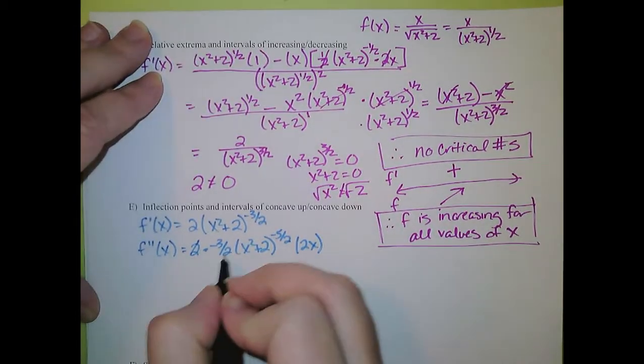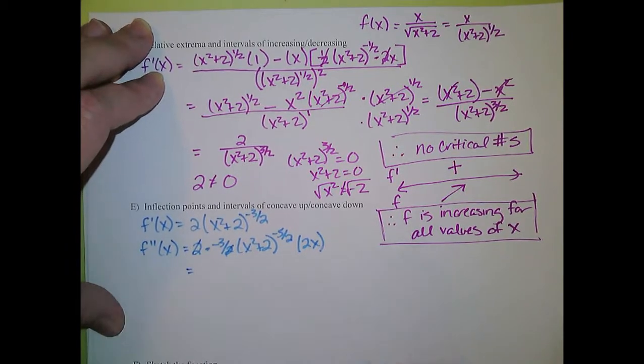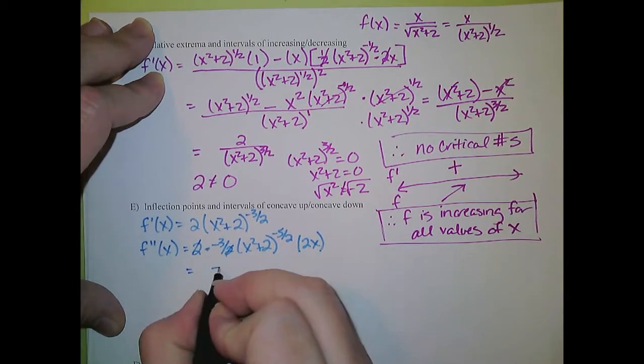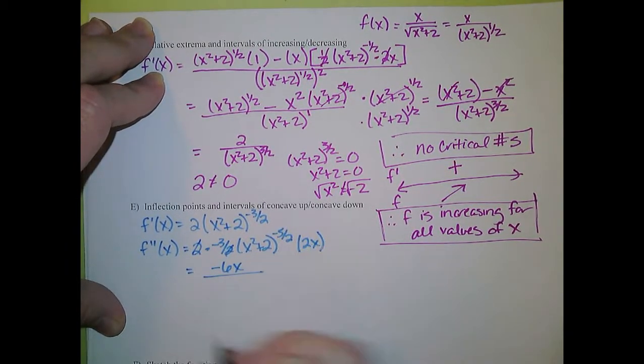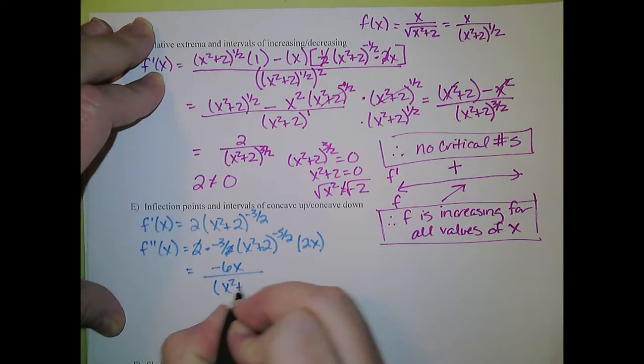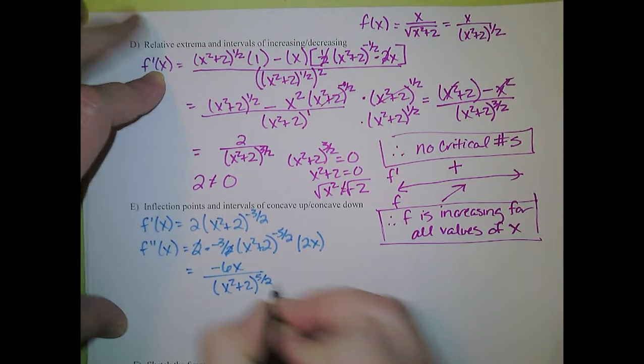Well, those 2's could cancel. So I have negative 3 times 2x is negative 6x. And to make this exponent positive, we'll drop it down into the denominator.